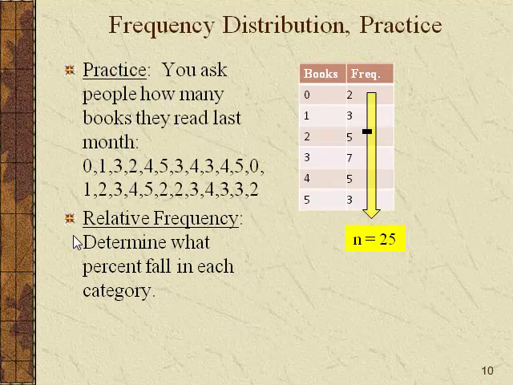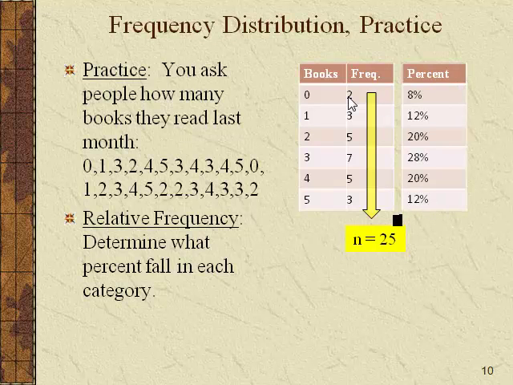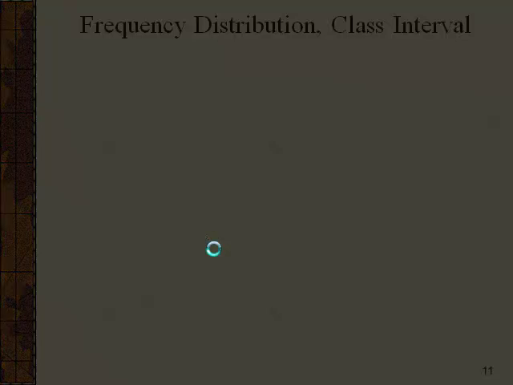There's also this other idea that your book will talk about called relative frequency, where you determine what percent fall in these different categories. So check this out. If this is 2 out of 25 people, you would take 2 divided by 25, that's equal to 8%. 3 divided by 25 people is going to equal 12%. 5 divided by 25 is going to equal 20%, etc. And those percents, of course, should add up to 100%. So lots of times it's just easier to look at the data and not know the raw score, but say, okay, so 28% of people read 3 books, 20% of people read 2 books. Same basic thing. We just call that a relative frequency distribution.